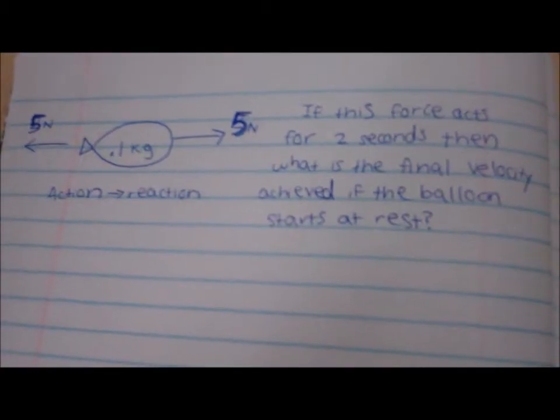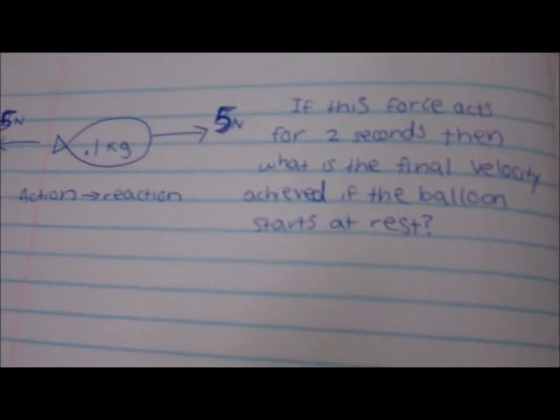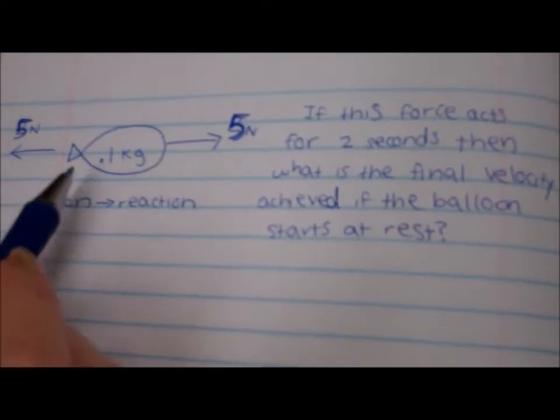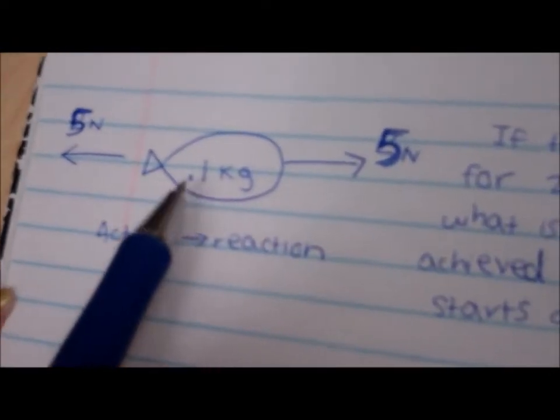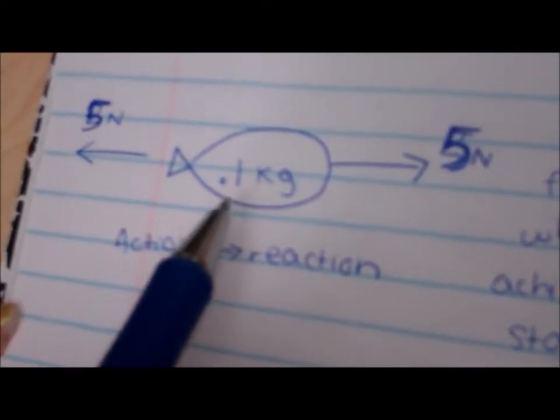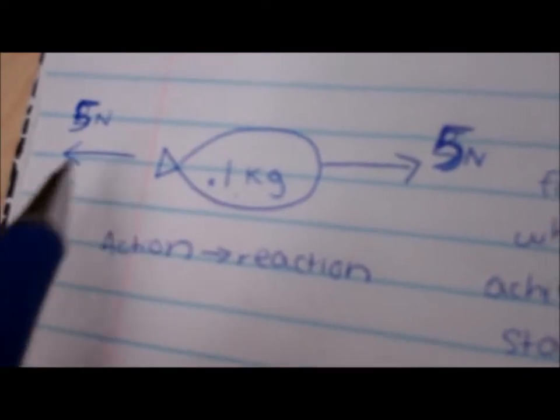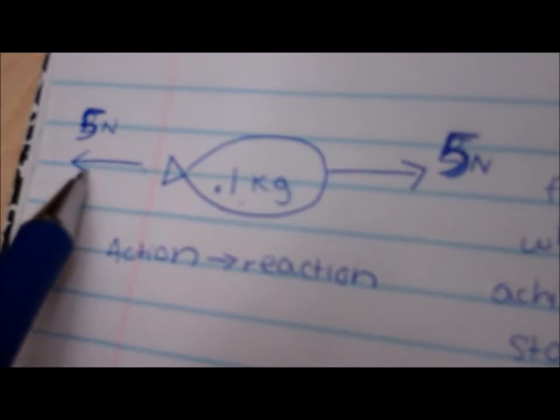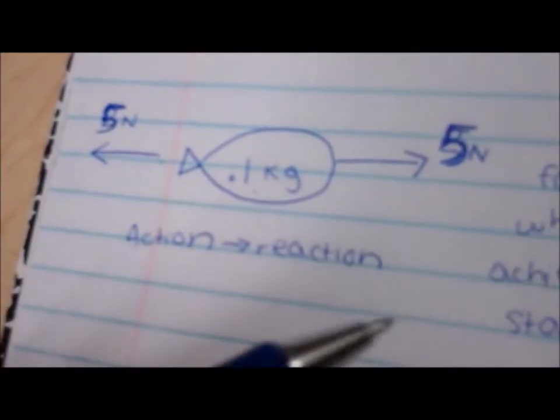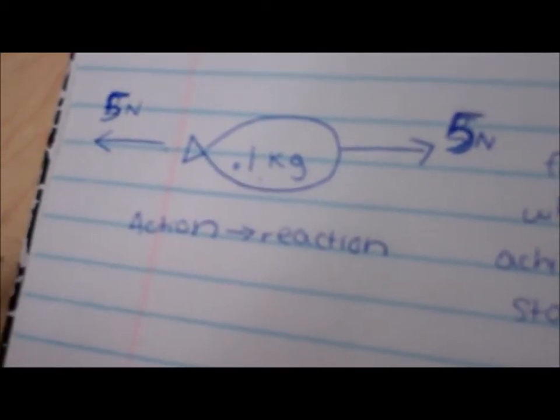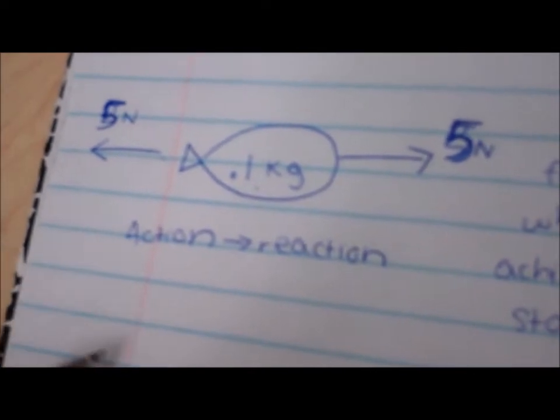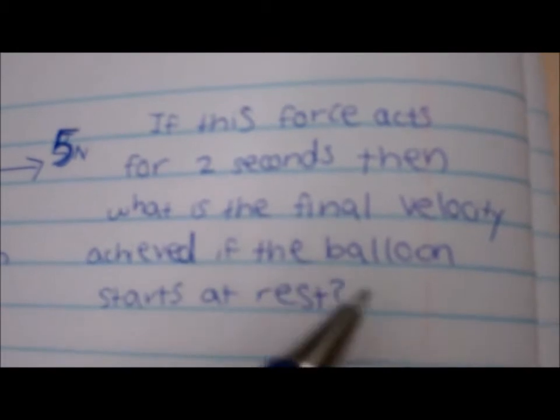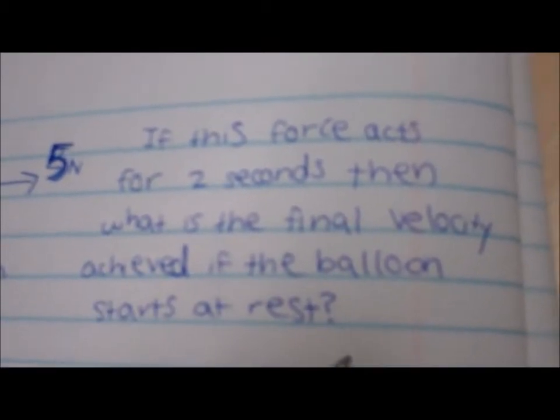So for our project, we're going to be doing an experiment with a balloon where we try to find the final velocity of the balloon. This is the balloon, and it weighs 0.1 kilogram. We're just going to estimate. Then there are 5 newtons of force pushing out that way, and so there's 5 newtons of force pushing it this way, because the action produces an opposite and equal reaction. The question we're asking is, if this force acts for 2 seconds, what is the final velocity achieved if the balloon starts at rest?